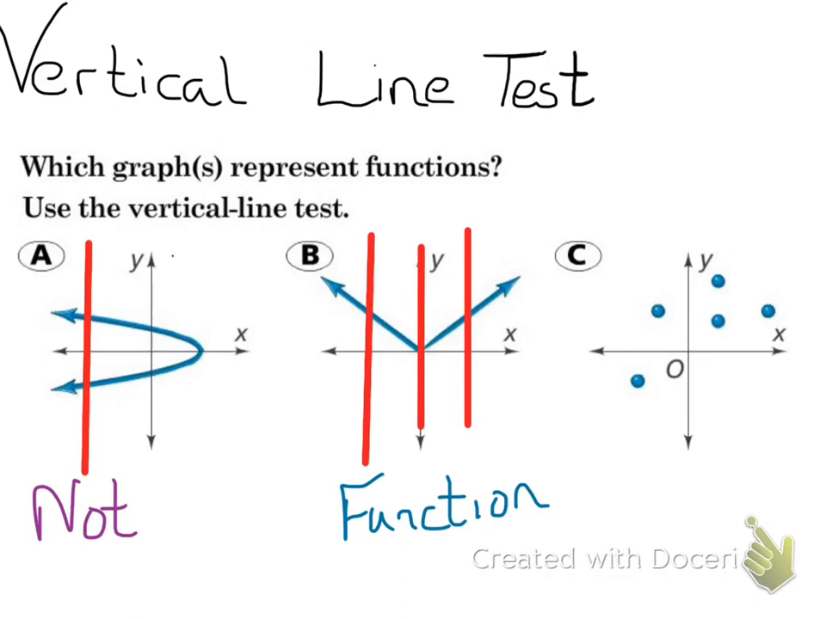On C, if I draw my vertical line, I notice that at one spot it touches twice. It doesn't matter that it only happens once. It is not a function.